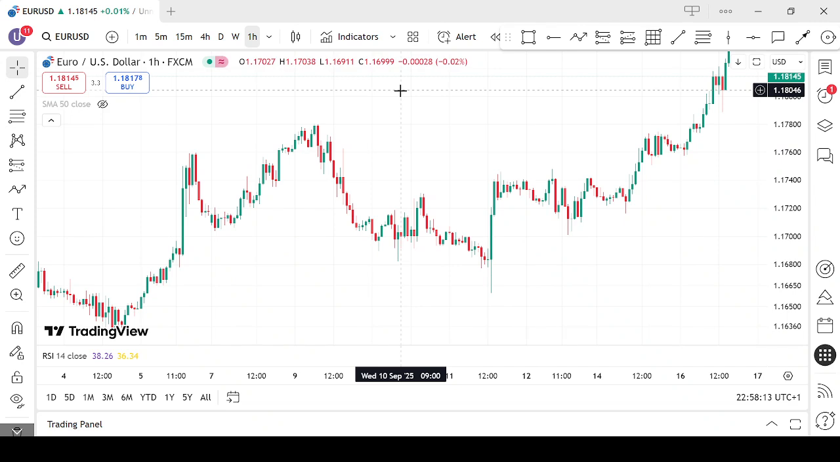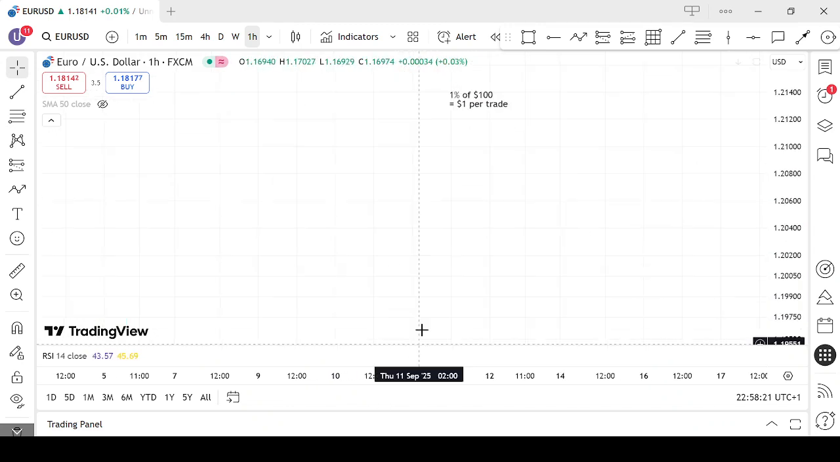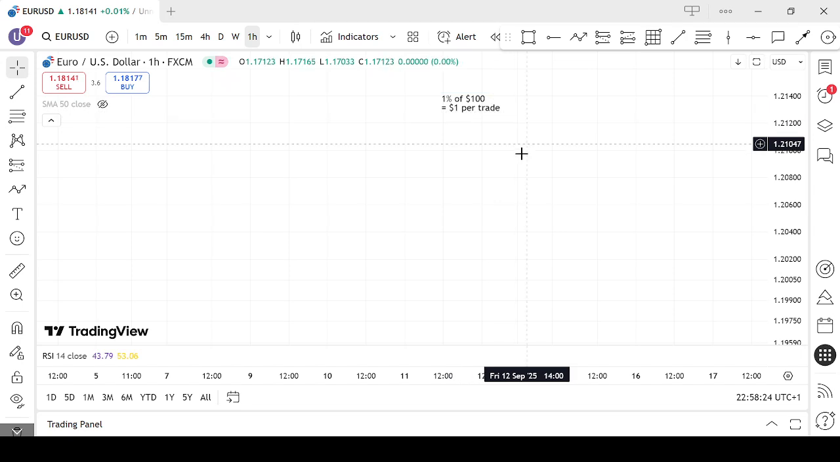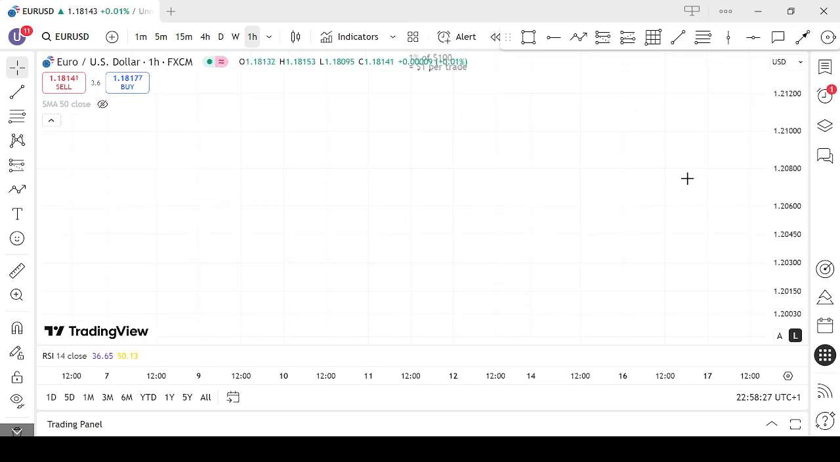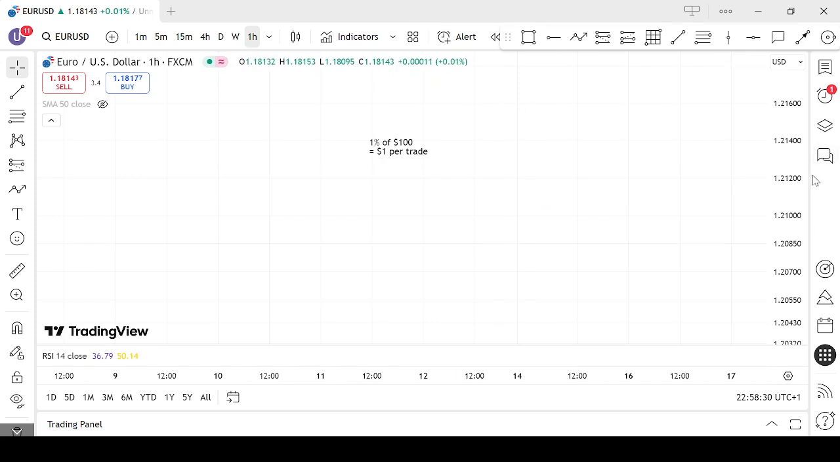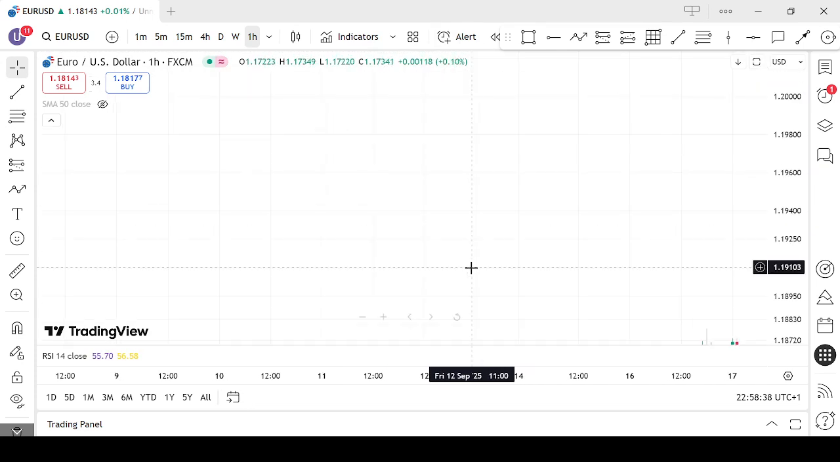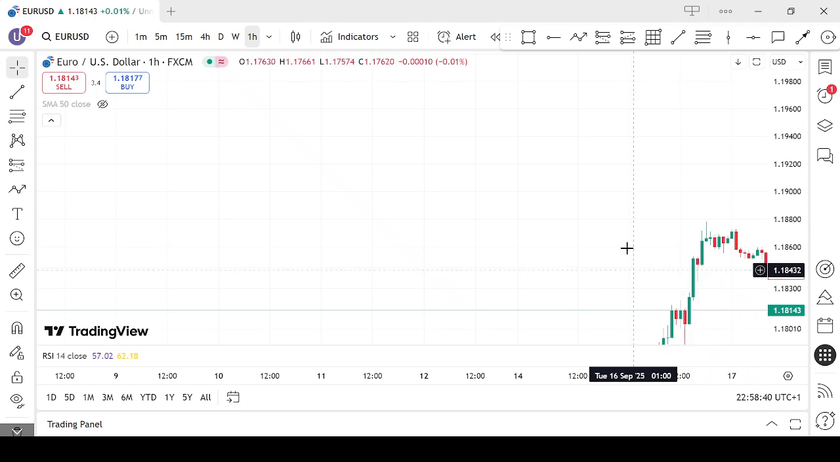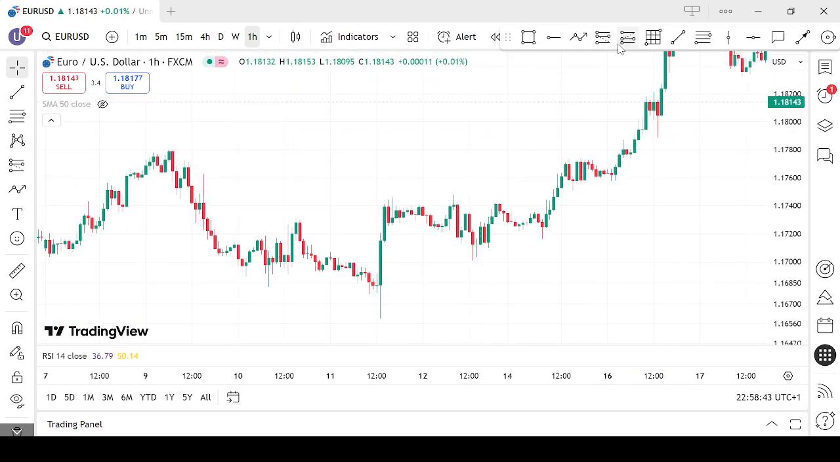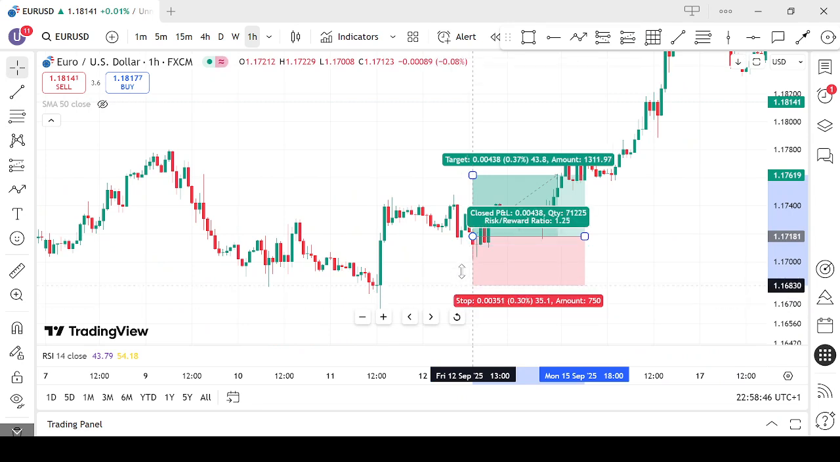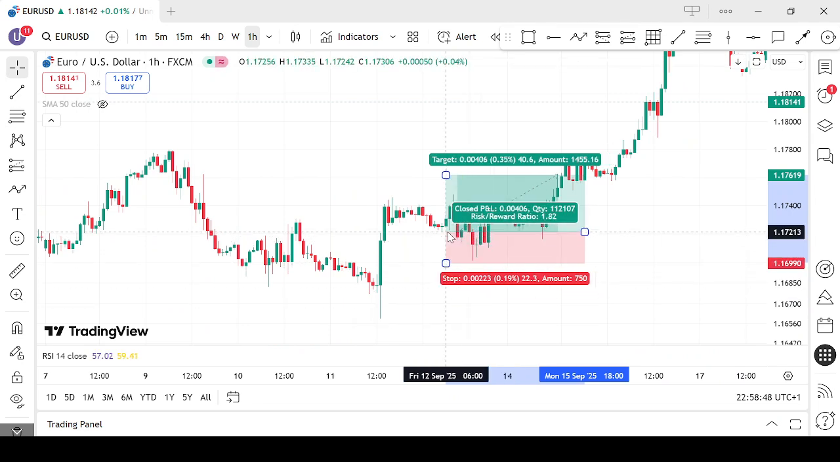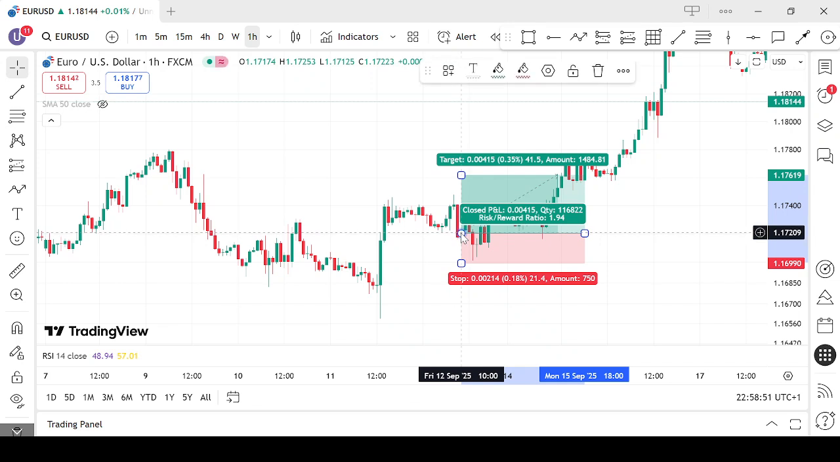Now, for position size, you just need to risk no more than 1% of your $100 on a single trade, and 1% of $100 is exactly $1 per trade. So when you are taking any trade, wherever you put your stop loss, you should just be risking 1% of your $100, which is $1. So if you have a 20 pip stop loss, it means that you have to calculate your position size in such a way that you are going to be risking just $1 on that 20 pip stop loss. This is basically what it means.